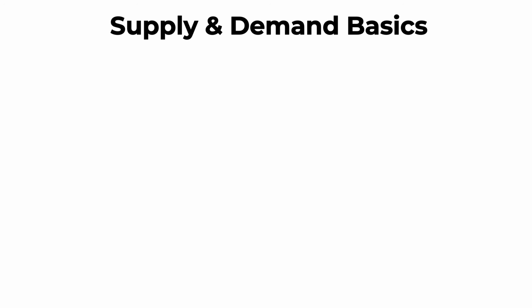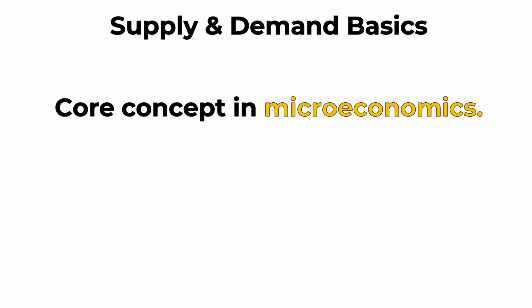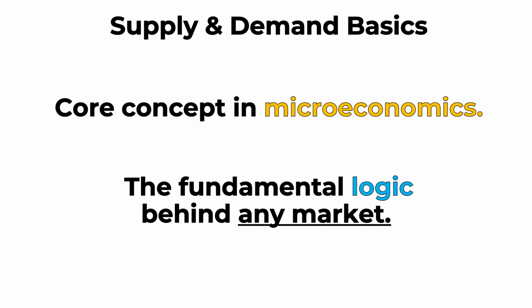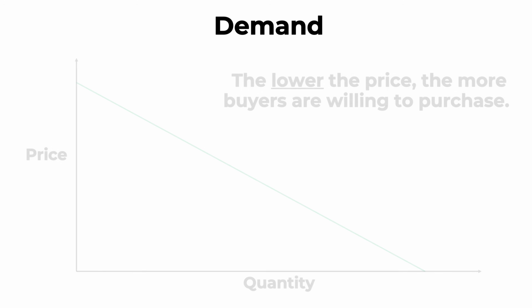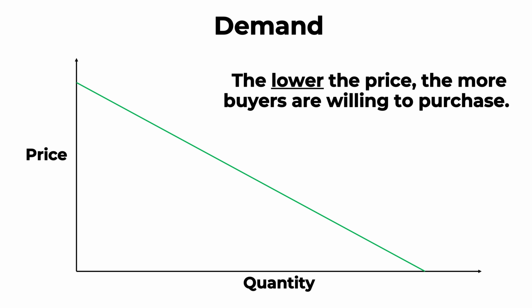Supply and demand are one of the core concepts in microeconomics. It's the fundamental logic behind any market, not just the financial markets. It's useful to understand supply and demand separately in order to understand how they interact later. Demand is the willingness and ability of buyers to purchase an asset at various price levels. The lower the price of something, the more buyers are willing and able to purchase. In this graph, we see what is called the demand curve, which shows the various quantities that buyers are willing to trade at various prices. This represents the fact that buyers always want to buy low. The lower the price, the higher the quantity they are willing and able to purchase.